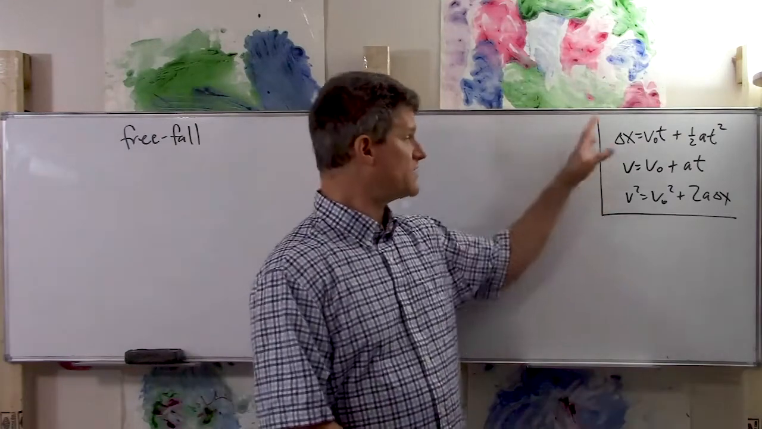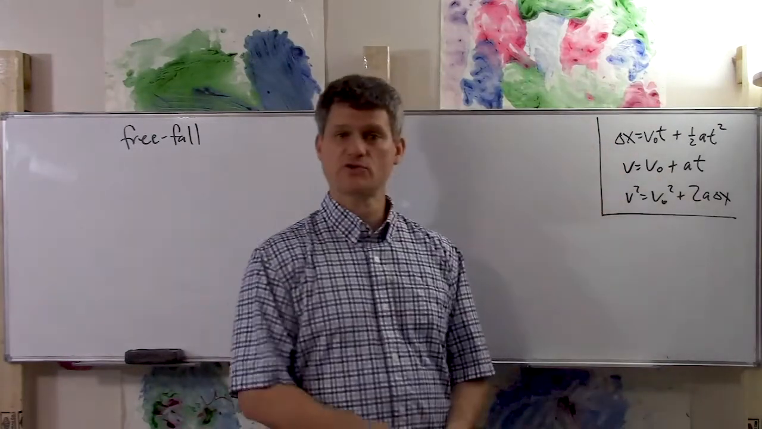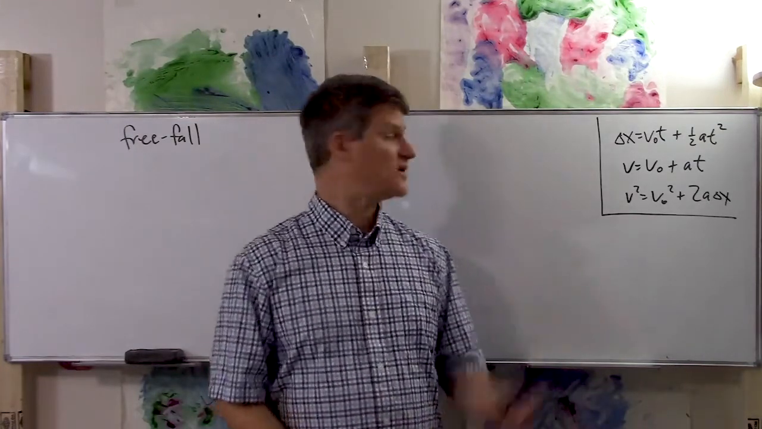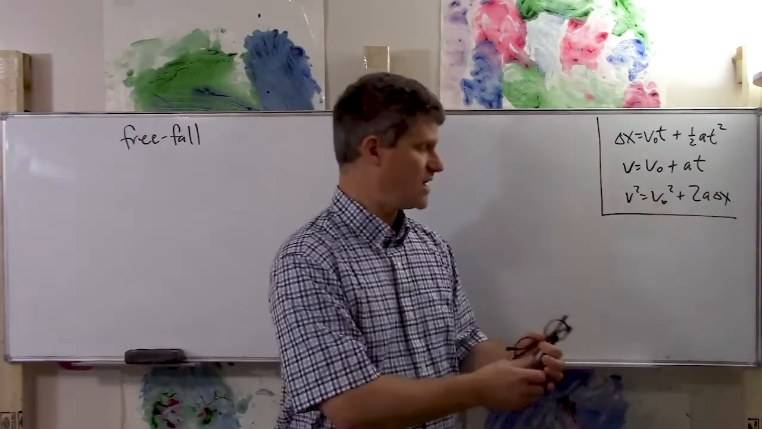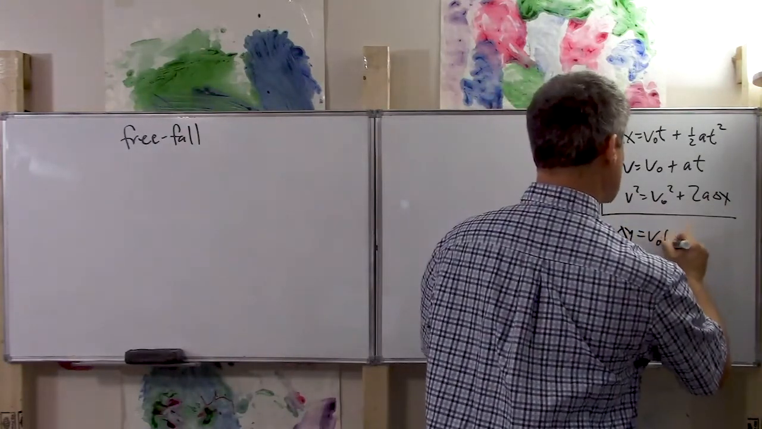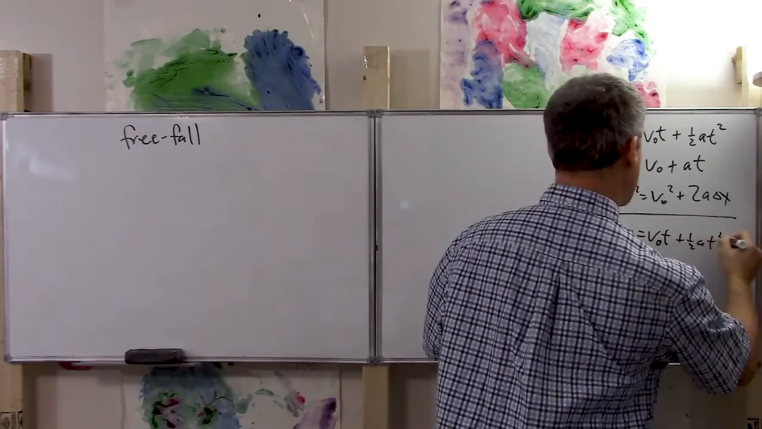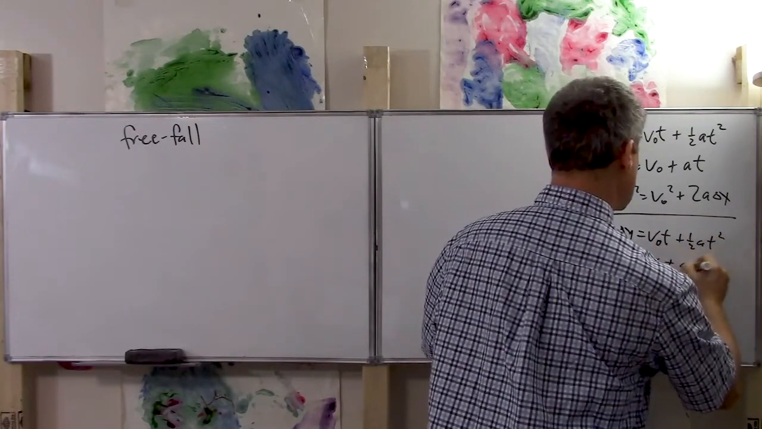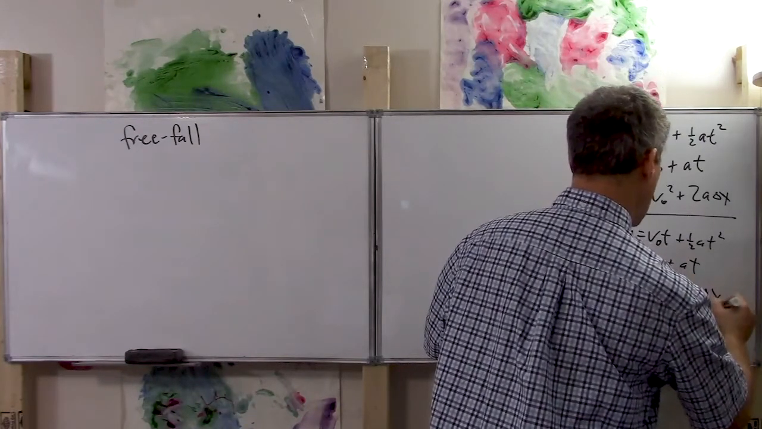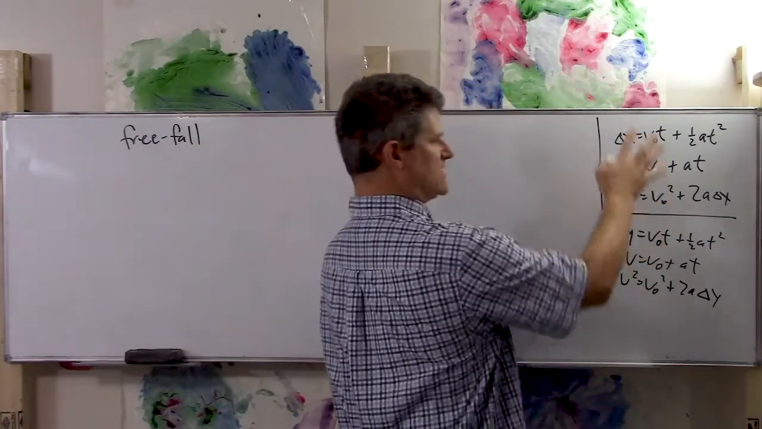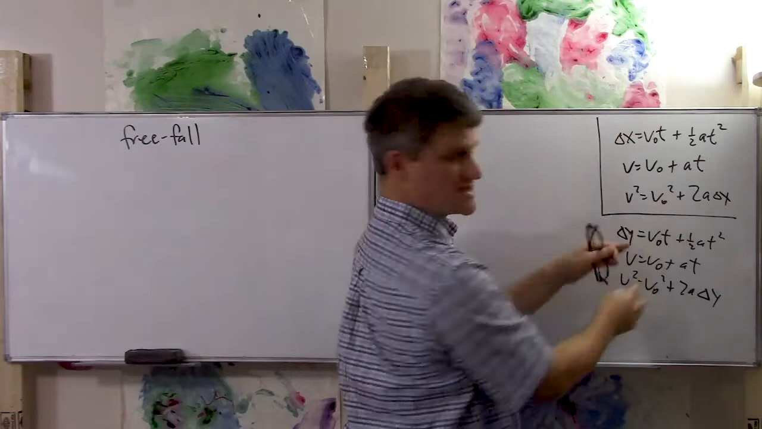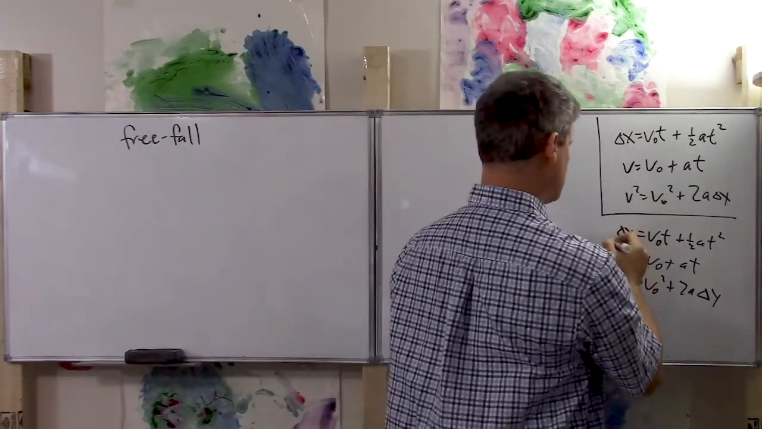Well, first of all, the equations of motion have delta x. That is, they're written for horizontal motion, and we want vertical motion. So that's easy enough to solve. We just take delta x and make it delta y. So our equations of motion would look like delta y equals v0t plus 1/2 at squared, and v equals v0 plus at, and v squared equals v0 squared plus 2a delta y. Alright, so that's not really 6 equations of motion, it's just 3 equations of motion, but sometimes the delta x is a delta y if you want to use it in the y direction.